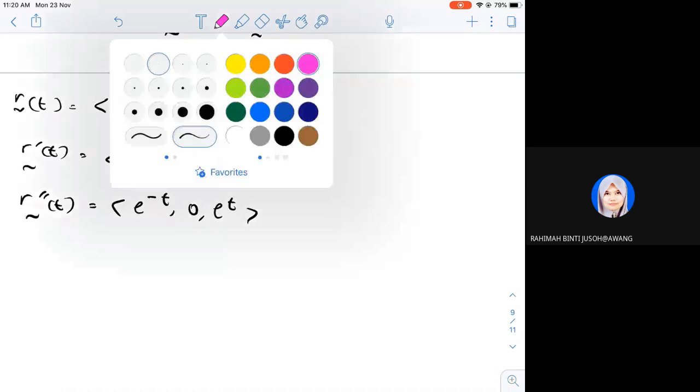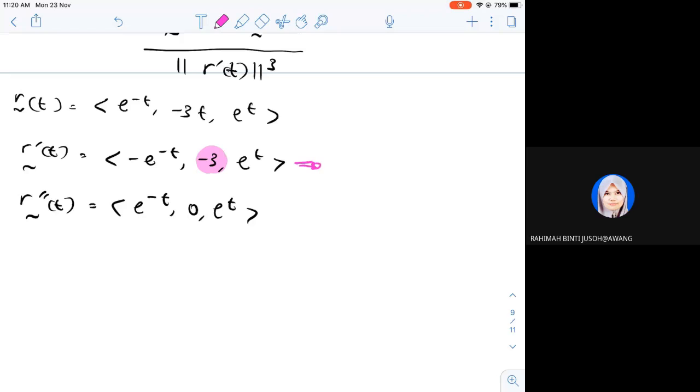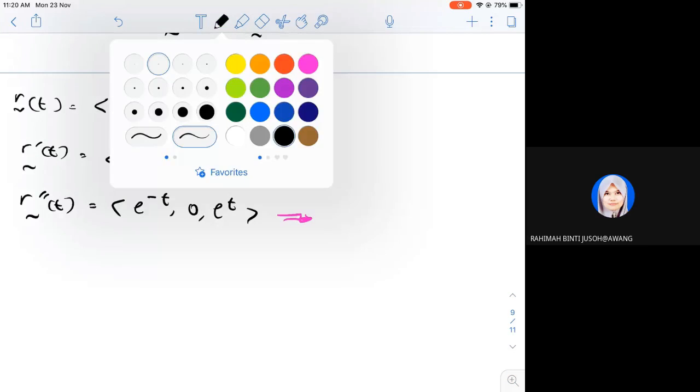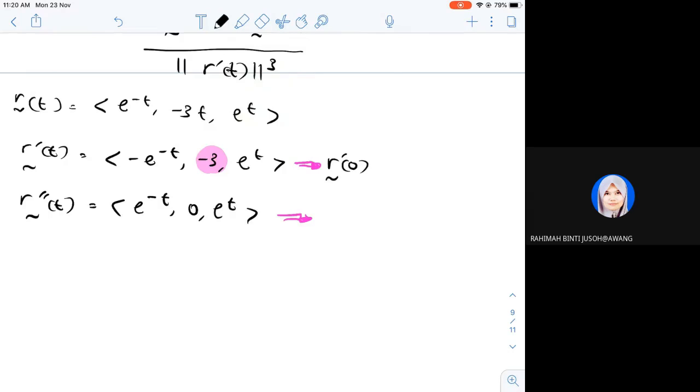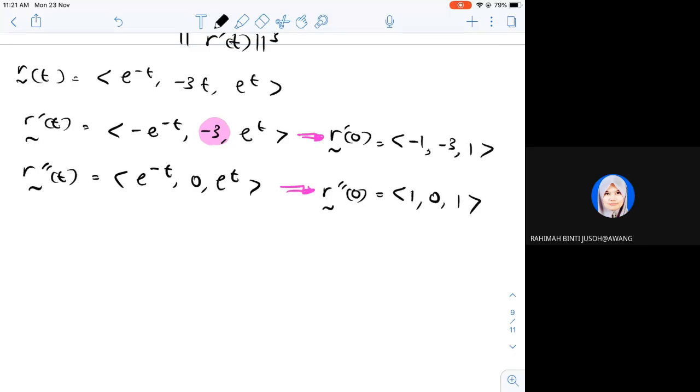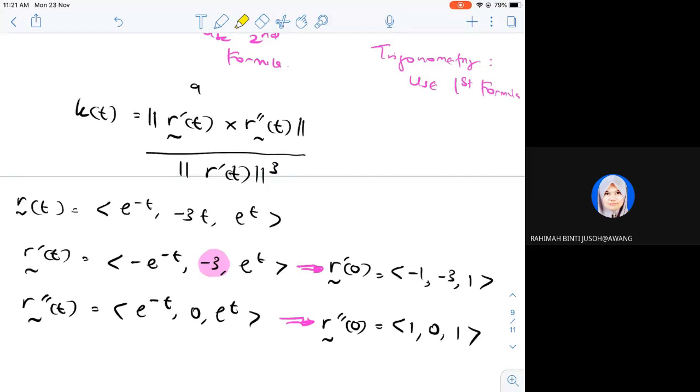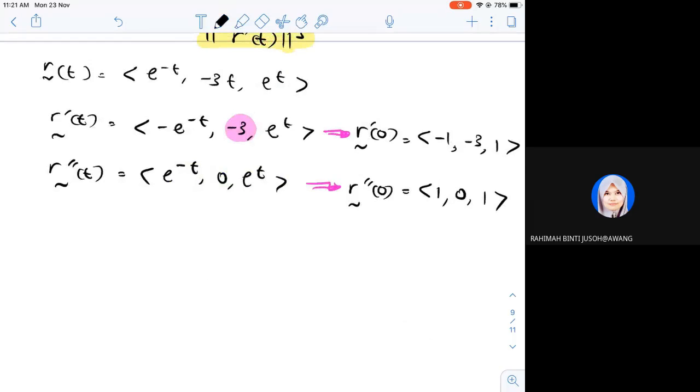So we will have r prime 0 equals exponent 0, so jadi negative 1 lah kan? Negative 3 and then exponent 0 also 1. Okay. And then r double prime 0, substitute 0 dekat sini jadi positive 1. Exponent negative 0 is 1, so 0 and 1 again. Exponent 0 is 1. Okay, so now let us find the values of the formula. Nak kena cari ni, magnitude of r prime t. So magnitude of r prime t.